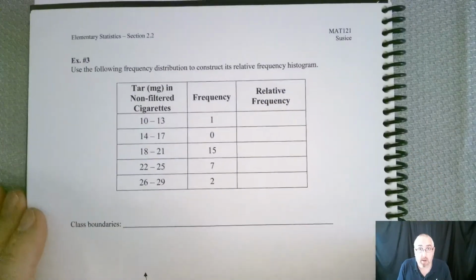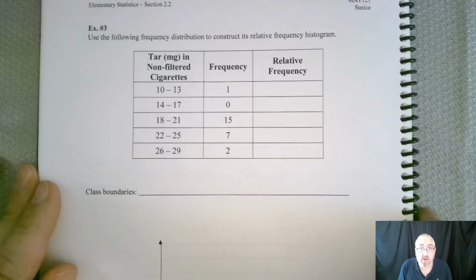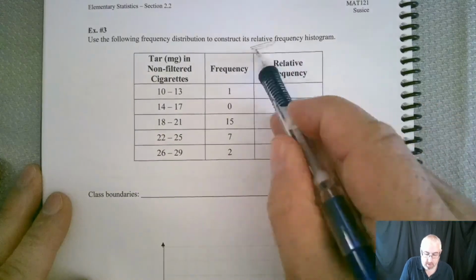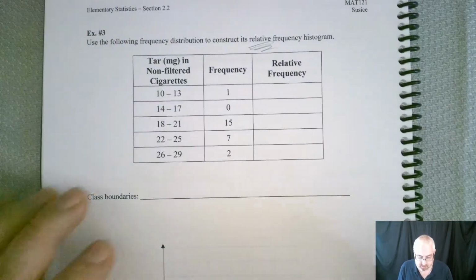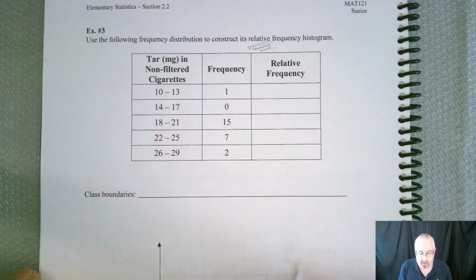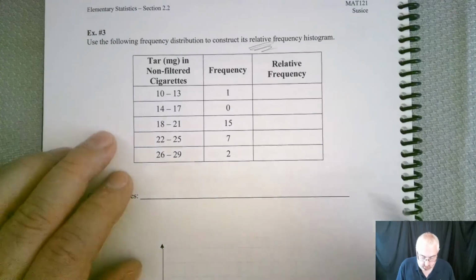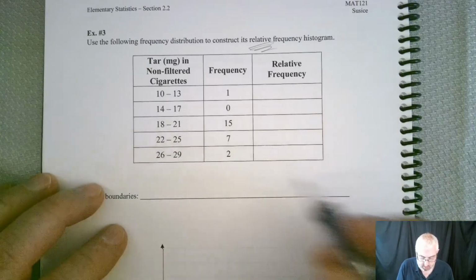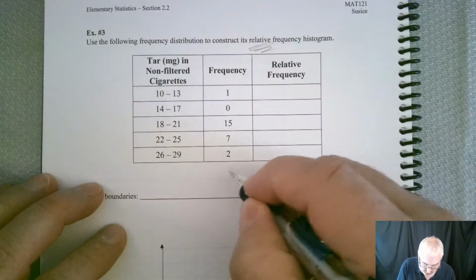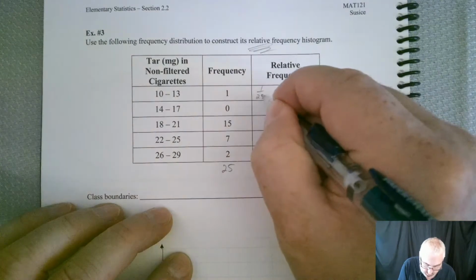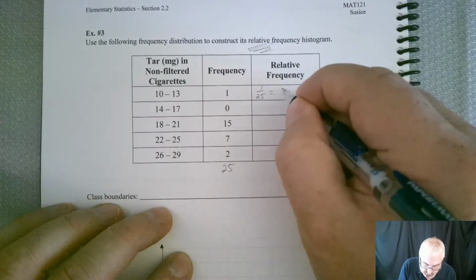Now, for this next one, it says use the following frequency distribution to construct its relative frequency histogram. So here's the twist. Let's first find our relative frequencies, and then we'll worry about our class boundaries. So how do we find relative frequencies again? Well, we're going to have to add these up. So it looks like we got 25. All right, so 1 out of 25 is going to be what, 4%?